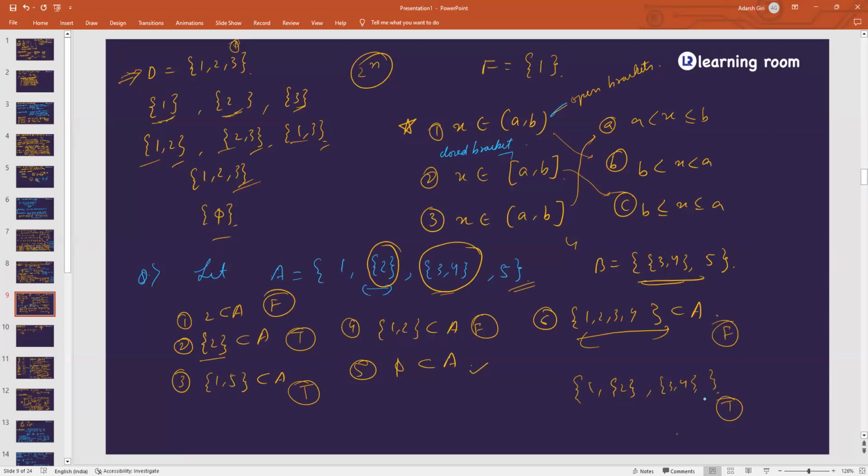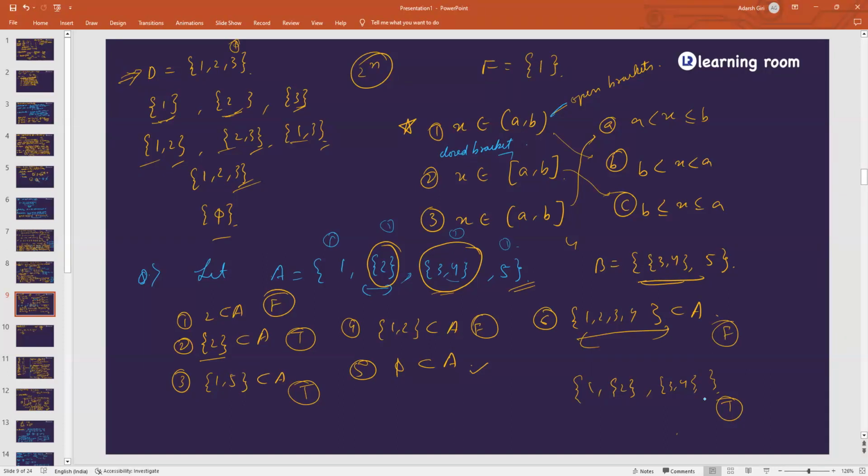If we have written a set like this, 1, set of 2, set of 3, 4, set of 5, how many elements are there? This whole set is one element, and this whole set is one element, and this is one element. So there are 4 elements. These are not considered different because they are written as a set of one element.